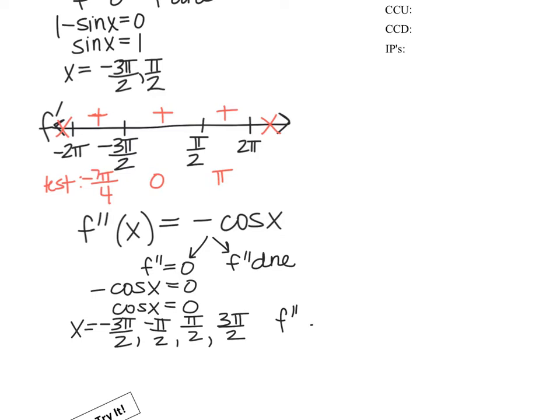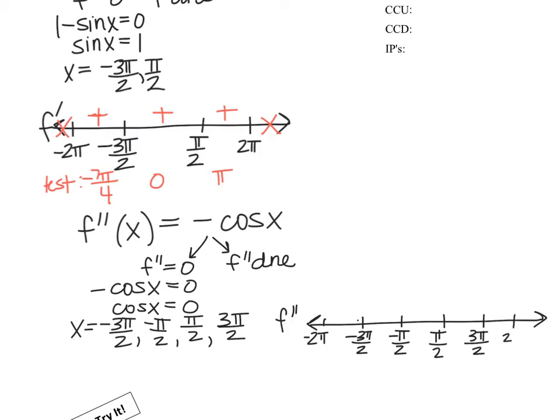So we're going to go ahead and create a number line and do a little analysis on the second derivative. And again, I'm going to include negative 2 pi on my number line just as a reminder that I don't want to choose a test value that's smaller than negative 2 pi. And then I have a lot of values here that I'm going to have to test in between. So negative 3 pi halves, negative pi halves, positive pi halves, and 3 pi halves.